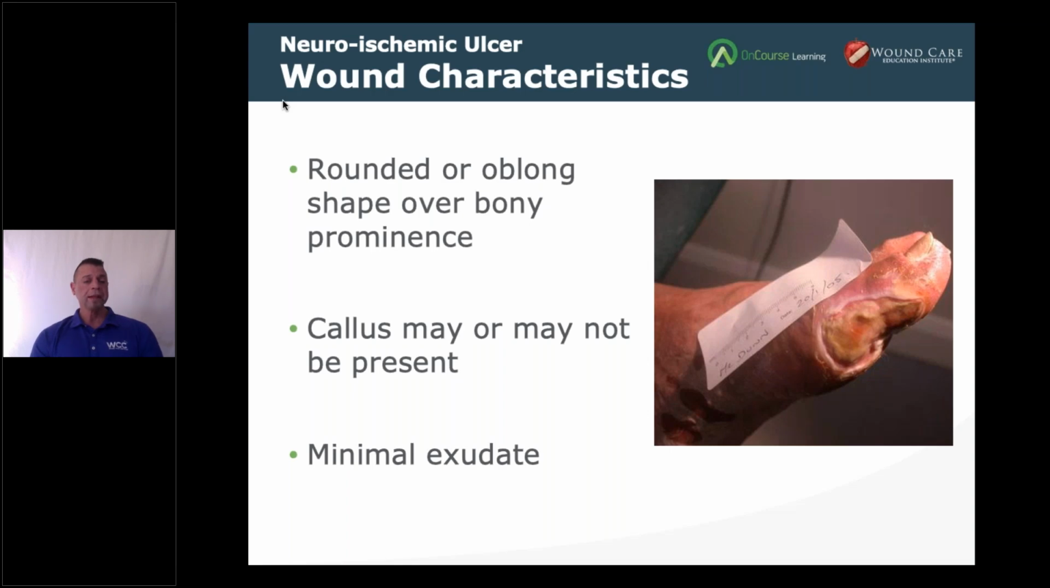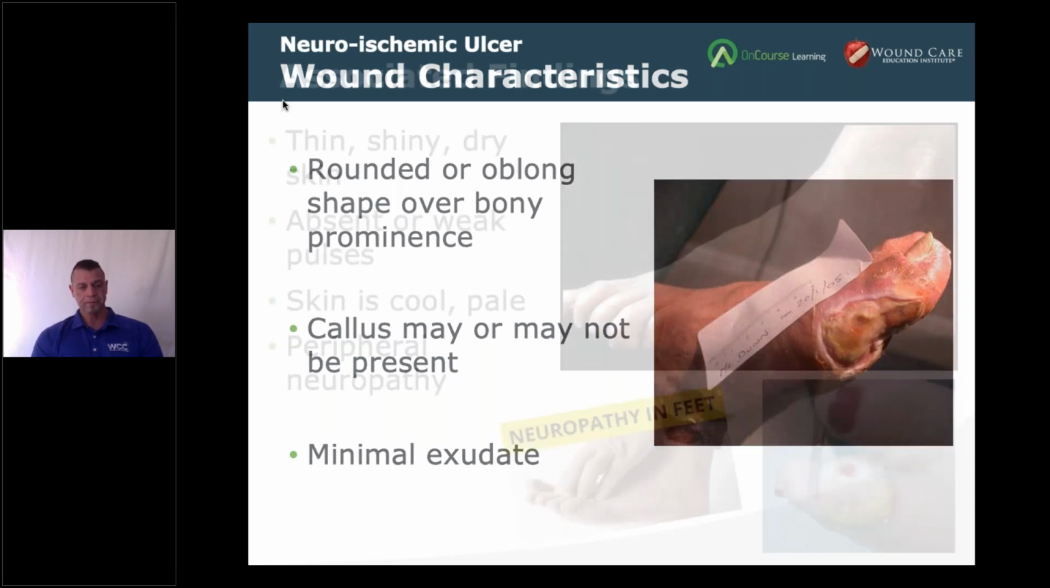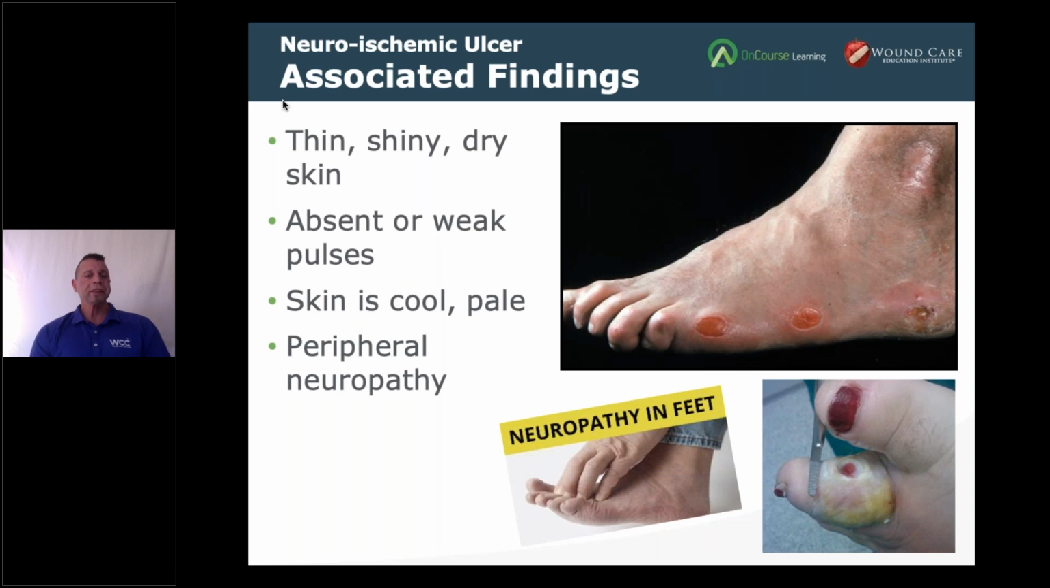Exudate most commonly with these, though, will be minimal. Because of the poor blood flow, there's not a lot of fluid getting to the foot, therefore there's not going to be a lot of exudate. Your surrounding skin is generally going to have that kind of a thin, shiny, dry appearance to it. Pulses, again, absent or weak, which would be expected. The skin is cool and pale or blanched in appearance. And again, this group does also have the peripheral neuropathy.